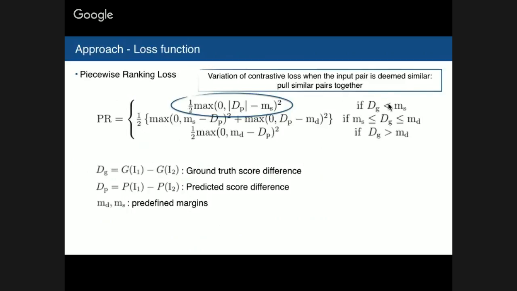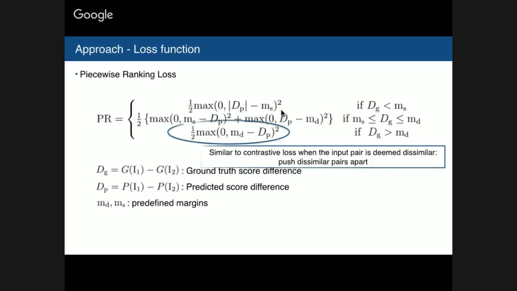The three conditions are: if the ground truth difference from the two input images is smaller than a threshold, that means they are similar; or if it is larger than another threshold, that means they are dissimilar; or if it is in between, that means they are somewhat similar. When they are similar, that means DG is smaller than MS, our rank loss is a variation of the contrastive loss, which is used in the Siamese network. That means when they are similar, we want to pull them together.